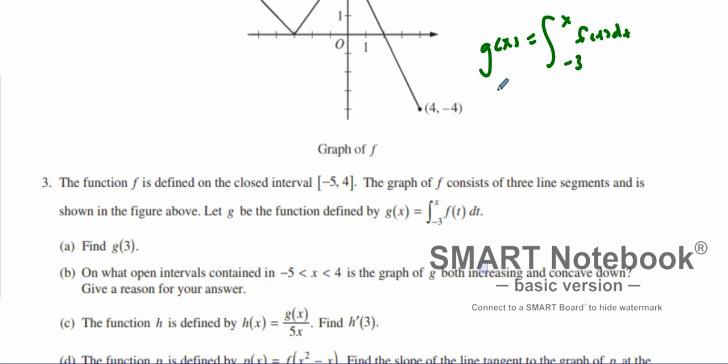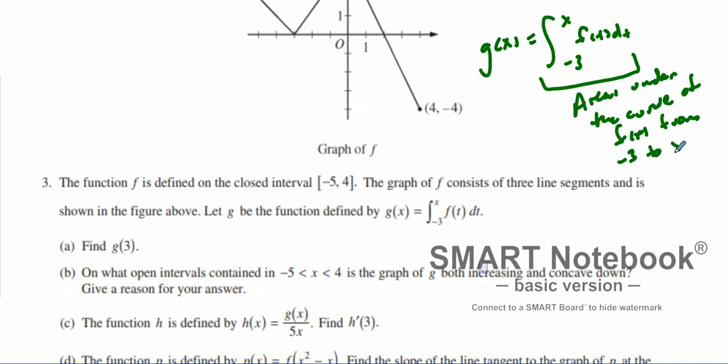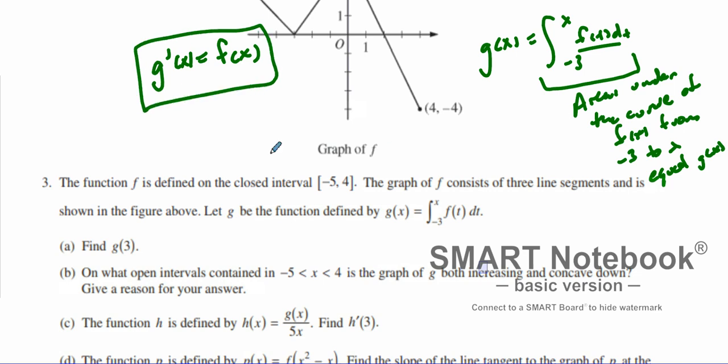Now, key thing when you're doing this is that you have to apply the fundamental theorem of calculus. Because this is the integral of f of t, that means we are finding the area under the curve of f, from -3 to x, which will equal g of x, so values of g of x. We also know the fundamental theorem of calculus states that when you take the derivative of an antiderivative, you get the function inside. So we know that g prime of x equals f of x. All this is going to help us in solving these different problems.